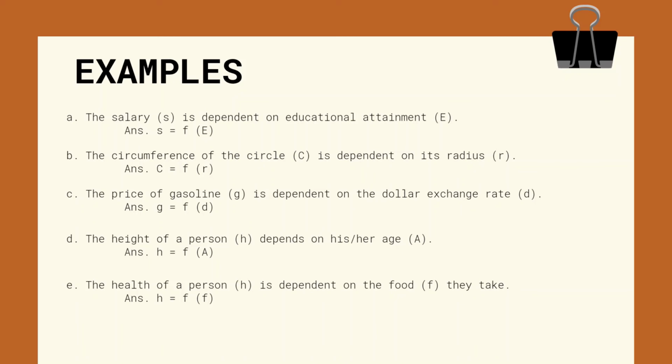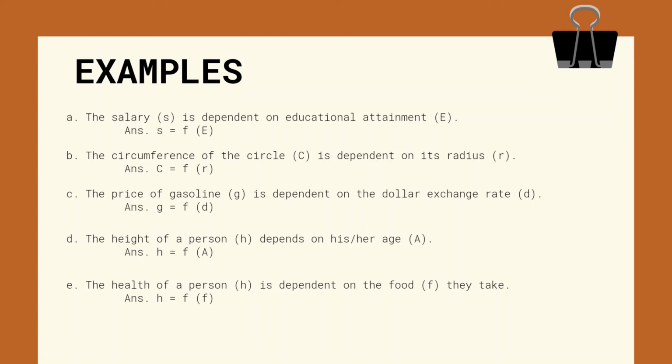The fourth example is the height of a person H depends on his or her age A. The independent variable is H, while the dependent variable is A. Therefore, the answer will be H is equal to f of A. The fifth and last example is the health of a person H is dependent on the food F they take. The independent variable is H, while the dependent variable is F. Therefore, the answer will be H is equal to f of F.